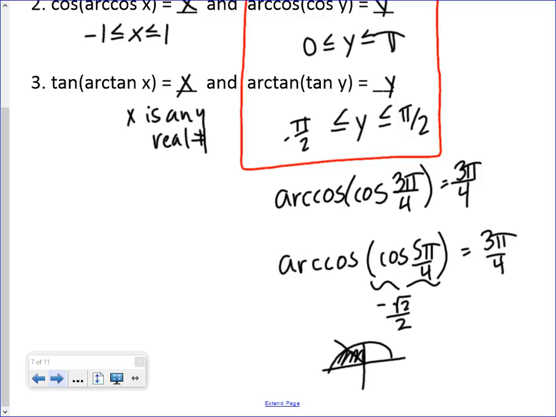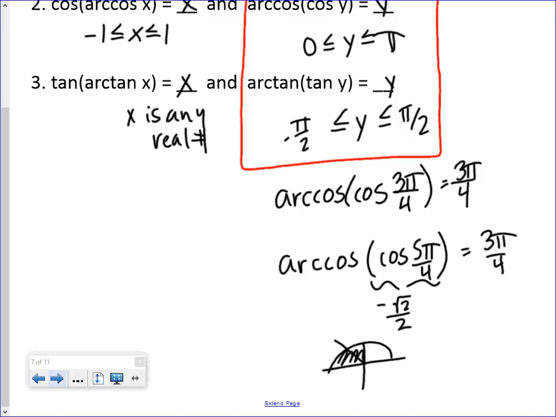If it doesn't fit the range for arc cosine, arc sine, or arc tangent, then you should think about, is your ratio positive or negative, and give the correct angle within those 2 quadrants. You okay with that? Okay.